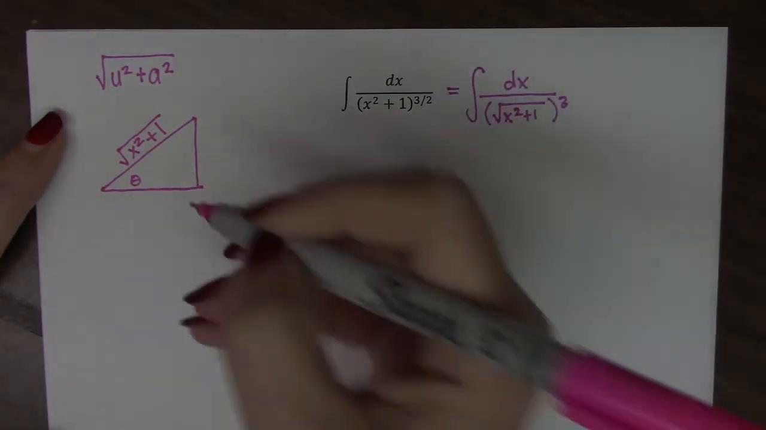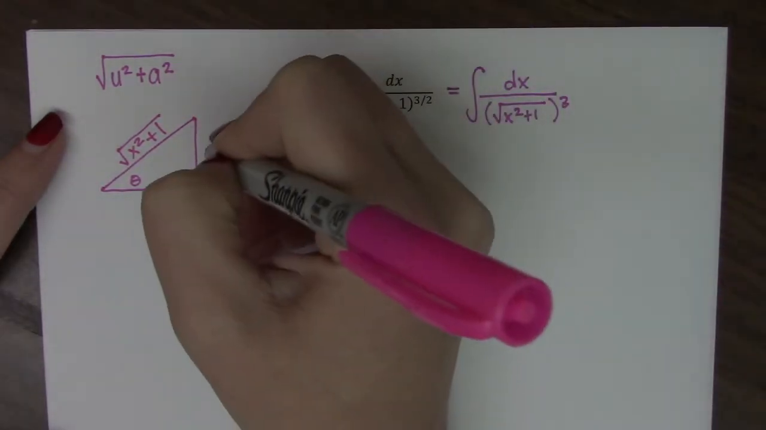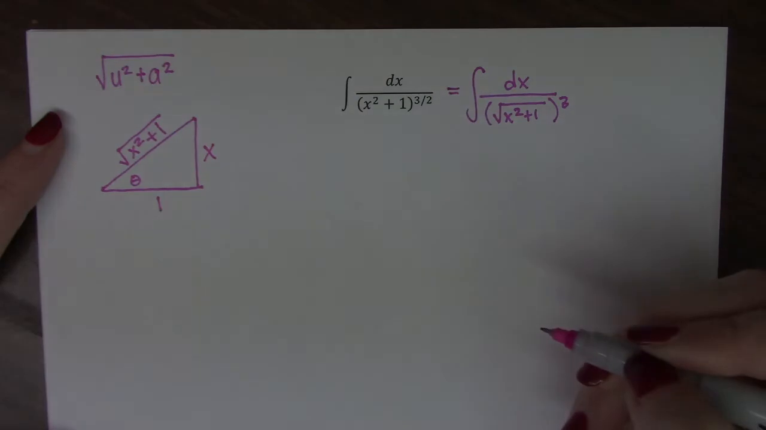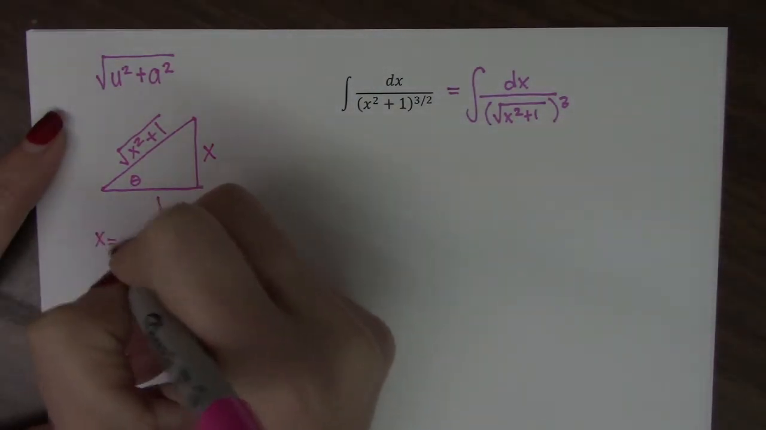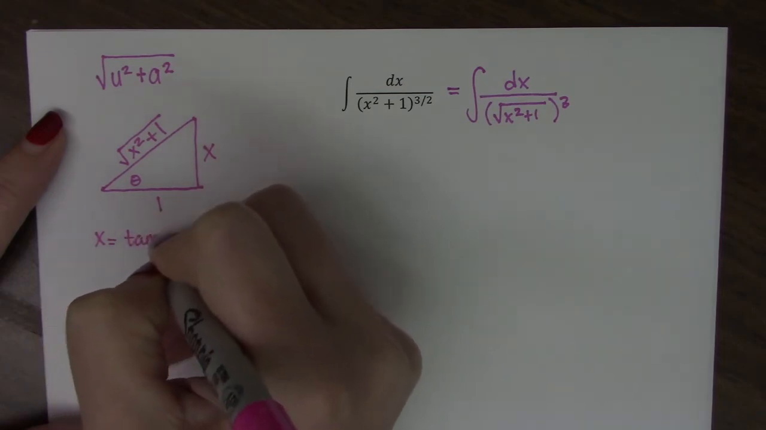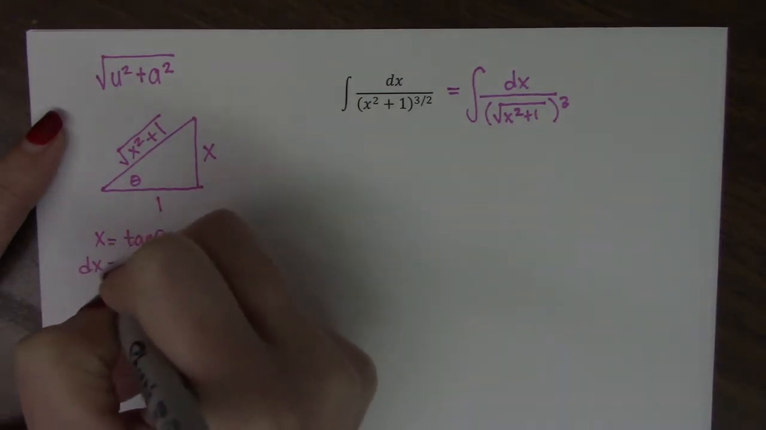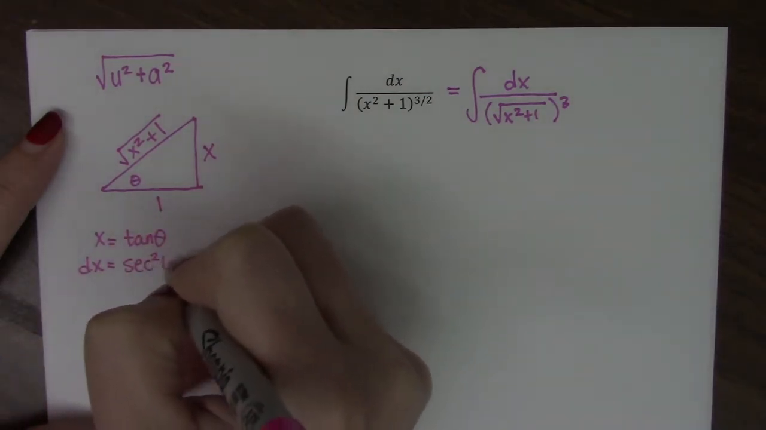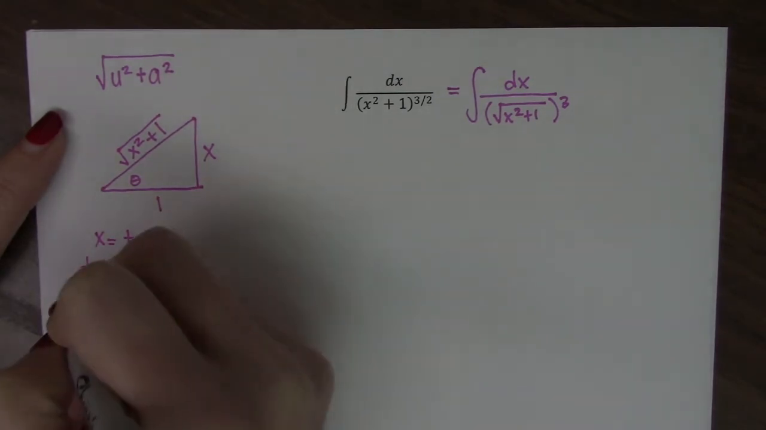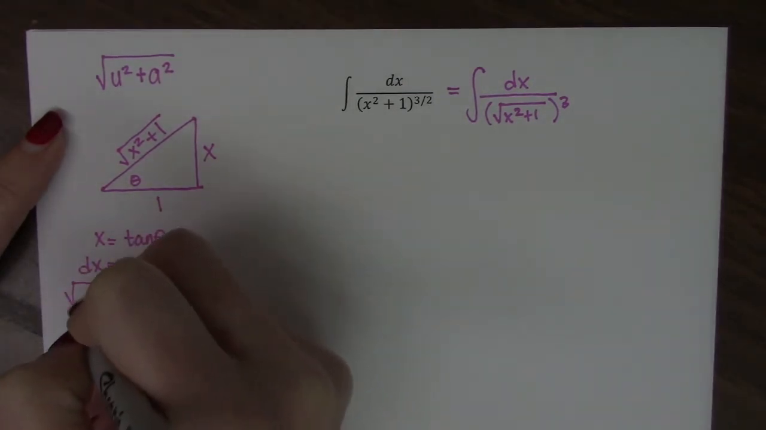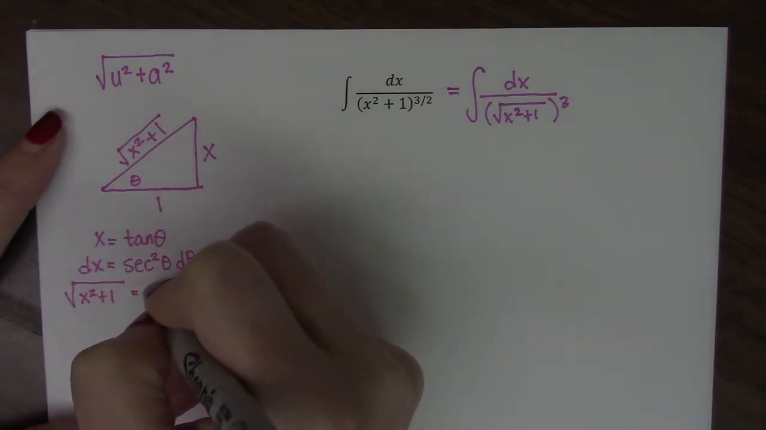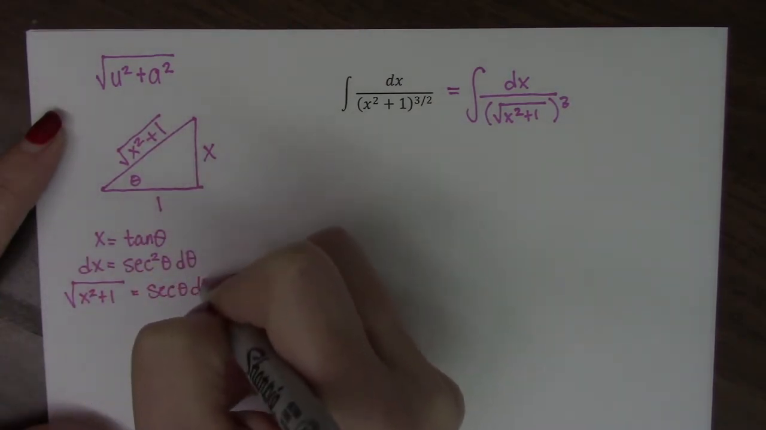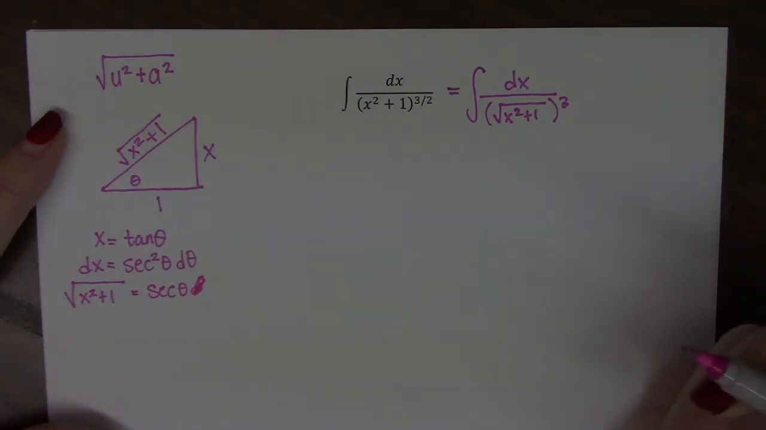Our a is 1, so the adjacent side is 1, and the opposite side is just going to be x. So that means that x is 1 tan theta, dx is secant squared theta d theta, and the radical is just going to be a, which is 1, secant theta. There's no d theta needed this time.